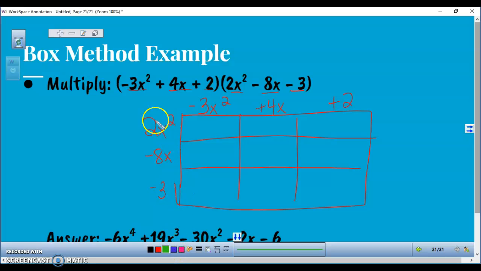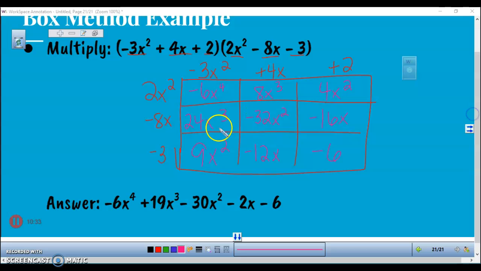Now I'm going to fill in my boxes. 2x squared times negative 3x squared is negative, oh no, you can't see that, is negative 6x to the fourth. And you can multiply it however you want. I'm going to go straight across. This would be 8x to the third, 4x squared. I'm going to keep multiplying. 24x to the third minus 32x squared minus 16x. 9x squared negative 12x minus 6.